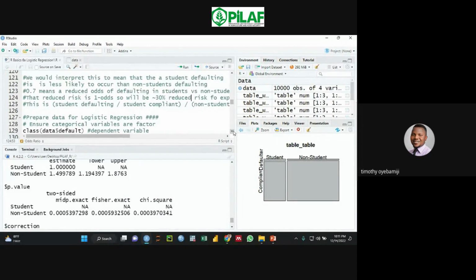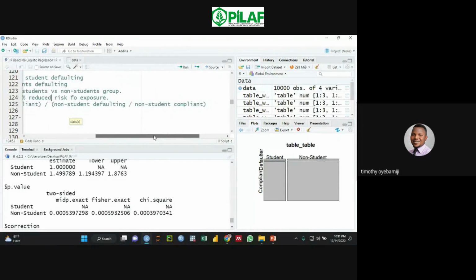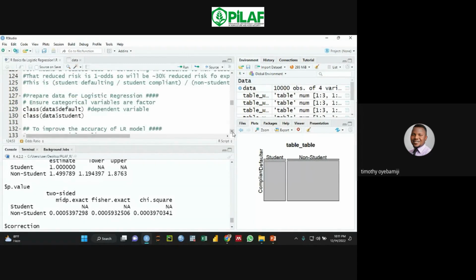In this last line here, this is how we came about the odds ratio: the probability of students defaulting divided by students complying, over non-students defaulting divided by non-students complying. That's how the odds ratio was calculated. Before I move further to start logistic regression, do we have any questions pertaining to the odds ratio?